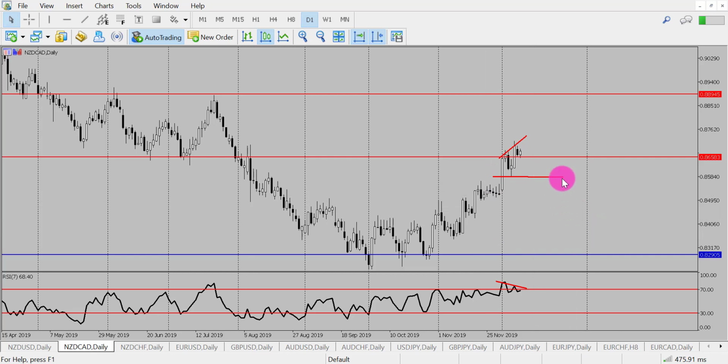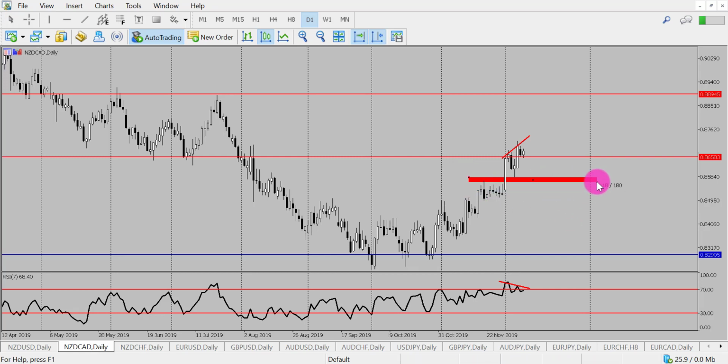So if I just take away this, bring in a rectangle and just go like this, this would be an area of interest. Or you could even narrow it down to that sort of area through there. So Kiwi CAD also at a key point.